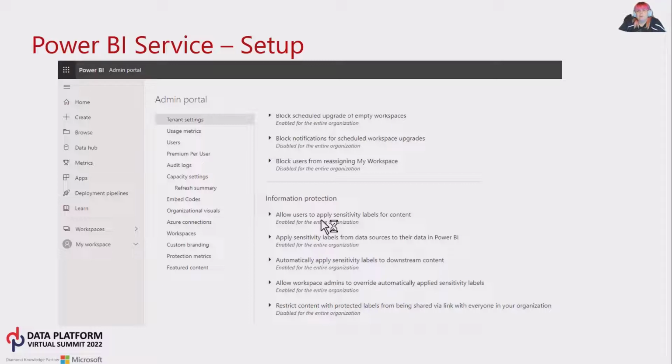So the area you want to go to, if you've never seen the admin portal within Power BI service, there's a little gear icon, select that, go to admin portal, and that will open up these menu options. Within that, under tenant settings, under information protection, you'll see the various options when it comes to labeling. The main one is allowing users to apply sensitivity labels for content. So once that's enabled, we can then publish Power BI reports to service that use the labeling. We can also apply labeling directly within the service itself.